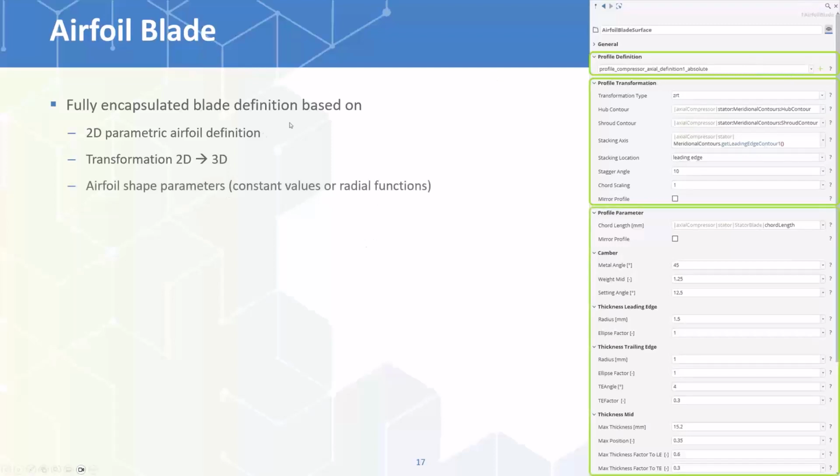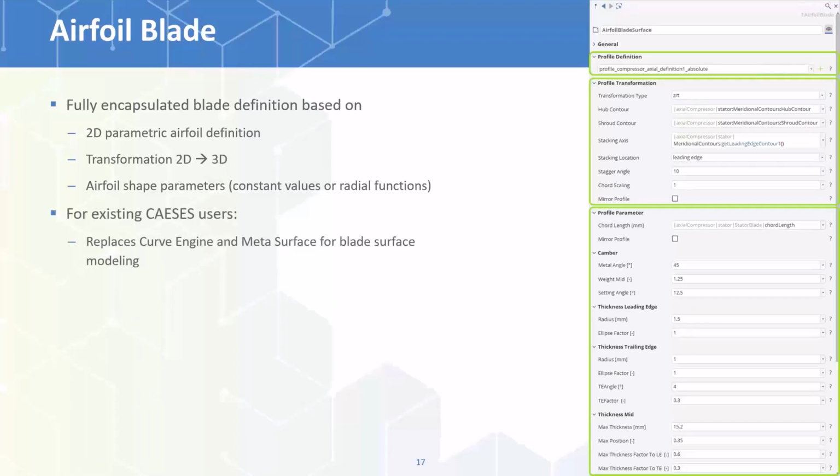And from our 2D parametric airfoil definition, we will also get a set of parameters that are used to control the airfoil shape. Here we can assign constant values for these parameters that keep the value constant in span-wise direction, or we can insert functions that allow us to vary that parameter value in radial direction.